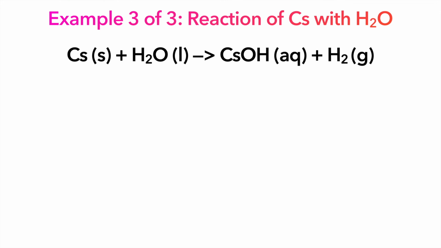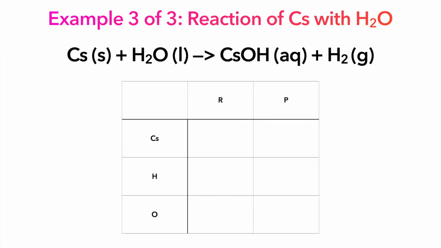To start, as always, we'll begin by drawing our table in and by writing out the number of elements we have on either side of the unbalanced reaction. On the reagent side, we have 1 cesium, 2 hydrogens, and an oxygen. On the product side, we have 1 cesium, a single oxygen, and 3 hydrogens.